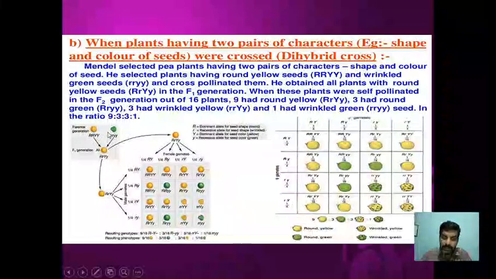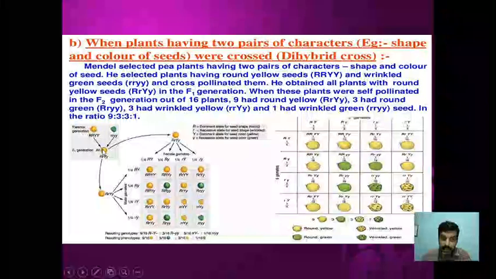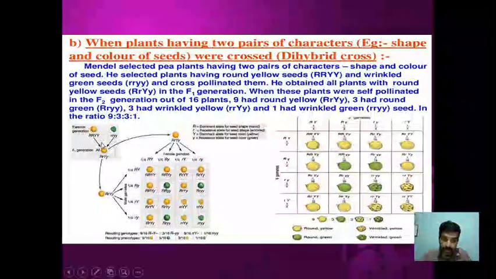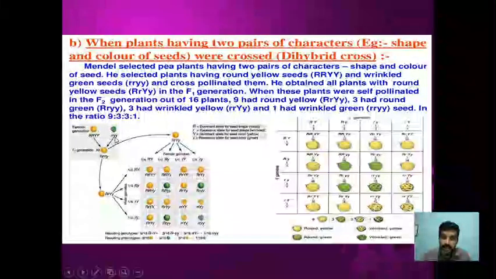Okay, so that's what. Then during gametogenesis, what will happen? From this pair, capital R and capital R, one R will move to the gametes. And among the capital Y and capital Y, one Y will move. So the gametes will have capital R and capital Y. The other gametes will have small r and small y.